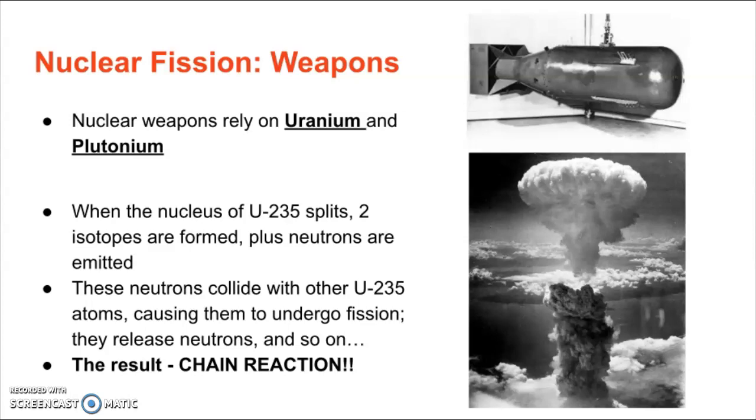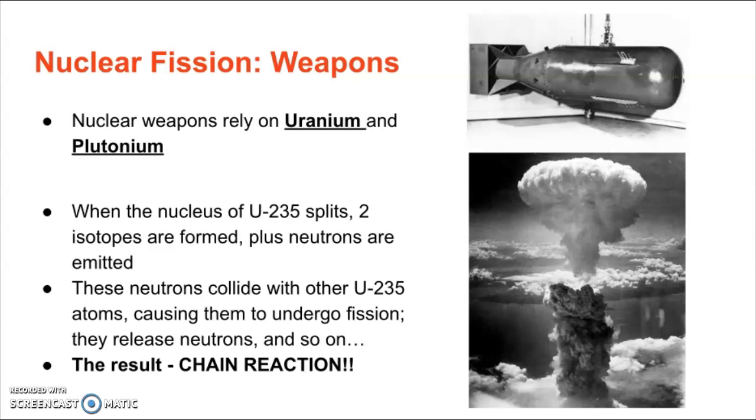Way back in World War II, you have probably all heard about the ending of World War II with the bombings on Japan. This is what caused it. We used nuclear fission in the atomic bomb that we dropped on Hiroshima and Nagasaki. And that caused a massive explosion, giving off a bunch of energy because of the fission of uranium.